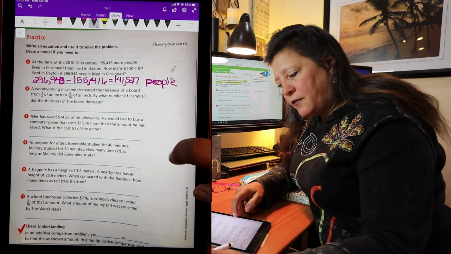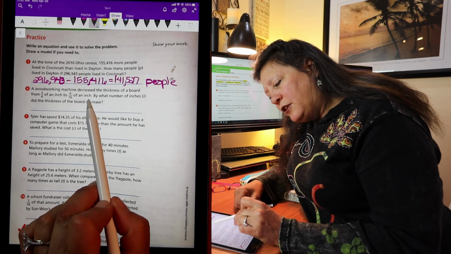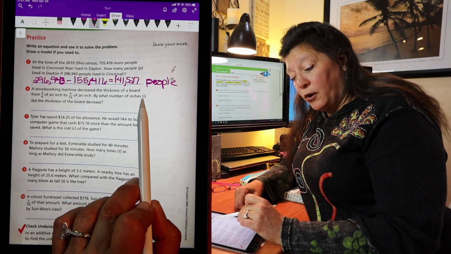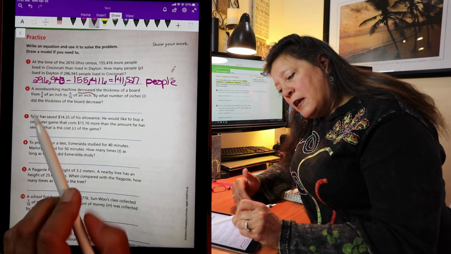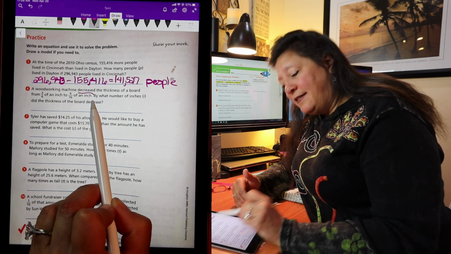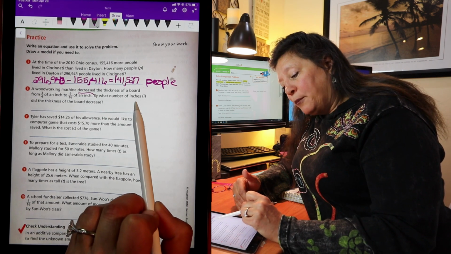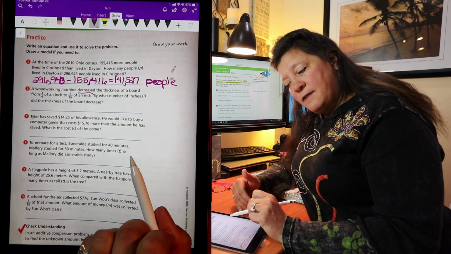Number 6, a woodworking machine decreased the thickness of a board. So decrease the thickness of a board, that's important, from 3/4 of an inch to 9/16 of an inch. By what number of inches did the thickness of the board decrease?